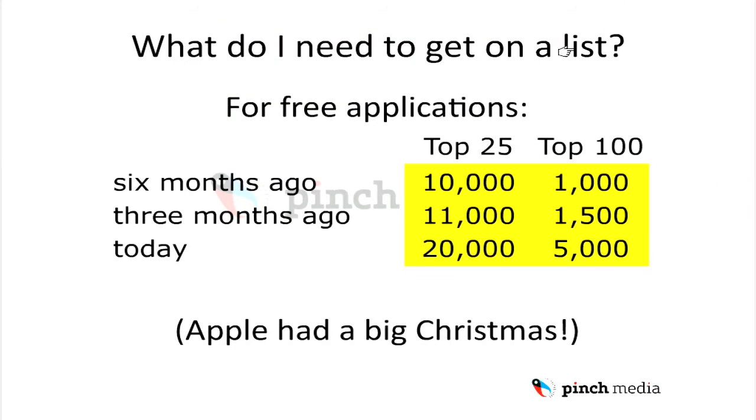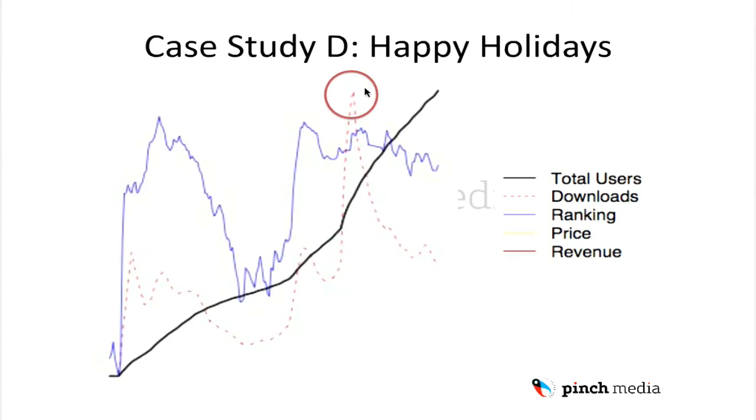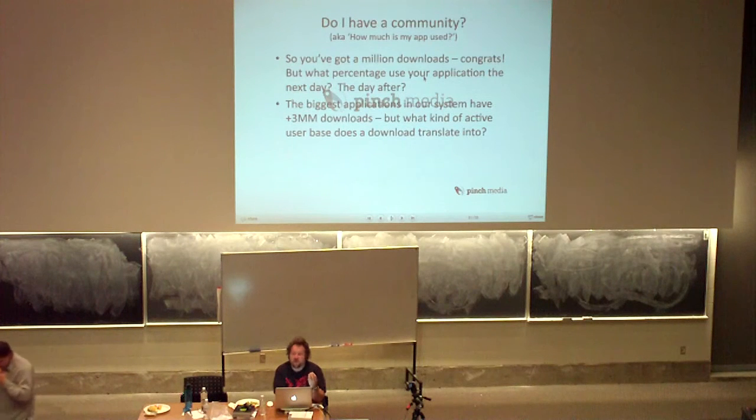The reason why I wanted to bring this deck up is they have the most currently available data, right? What do you need to get on a list for free applications, top 25 versus top 100, downloads during the holidays? They believe that 50% of all sales in the App Store are from games.